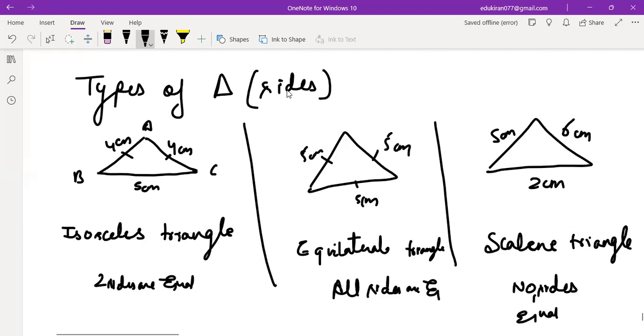Abdullah, is it clear? Okay, so tell me how many types of triangles are there on the basis of sides? 3. Will you tell me the names?